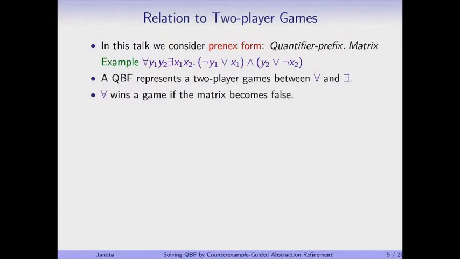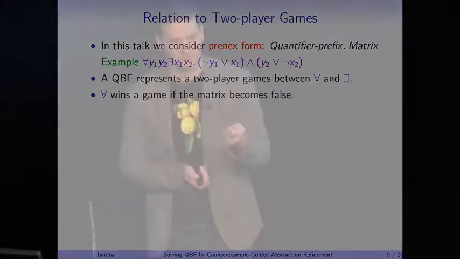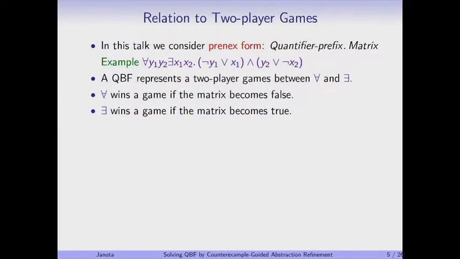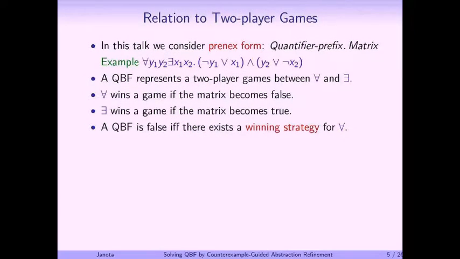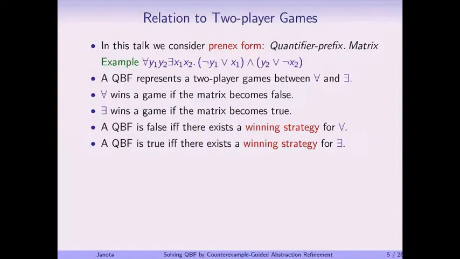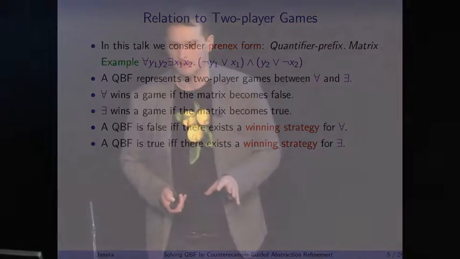And the universal player tries to make the matrix, the propositional part, false, and the existential player tries to make the matrix true. A formula is false if and only if there is a winning strategy for the universal player, and a formula is true if there is a winning strategy for the existential player. Okay? The matrix is just the propositional part.